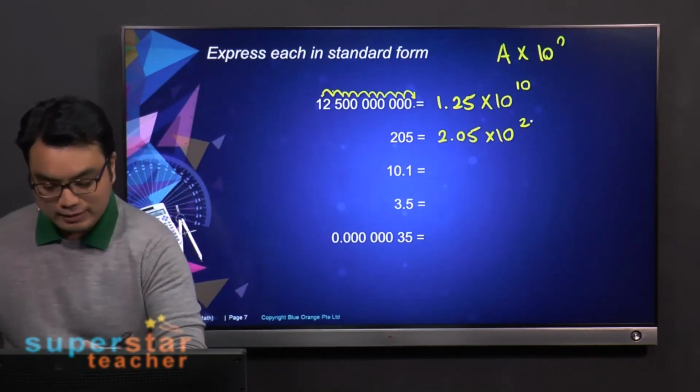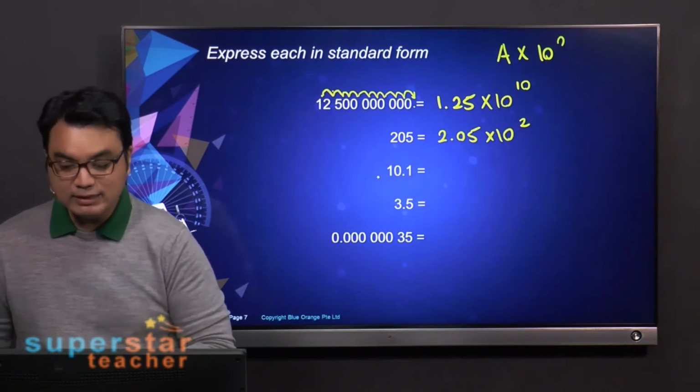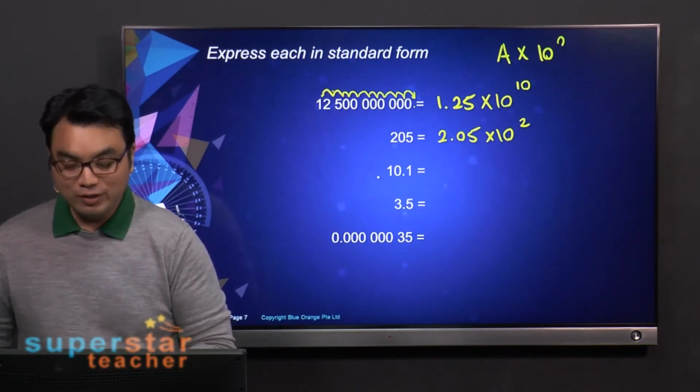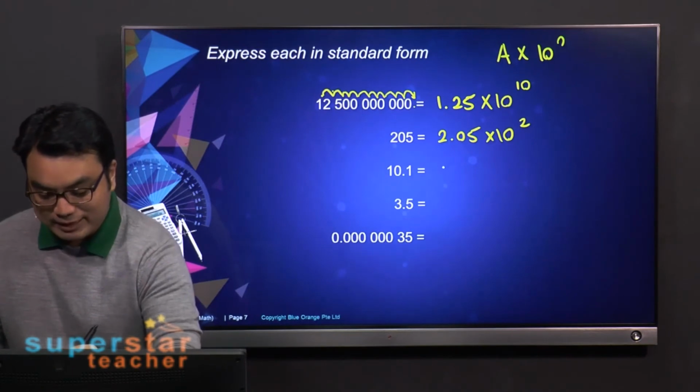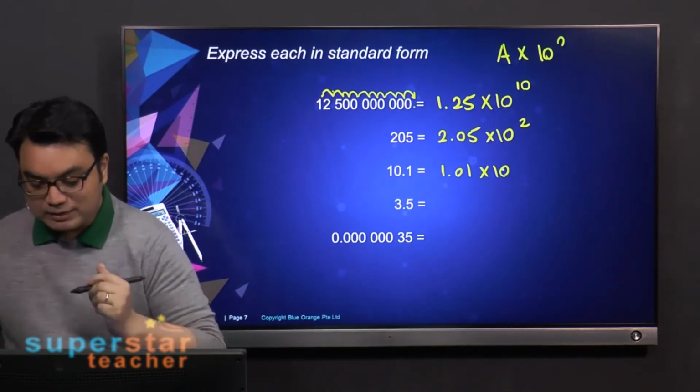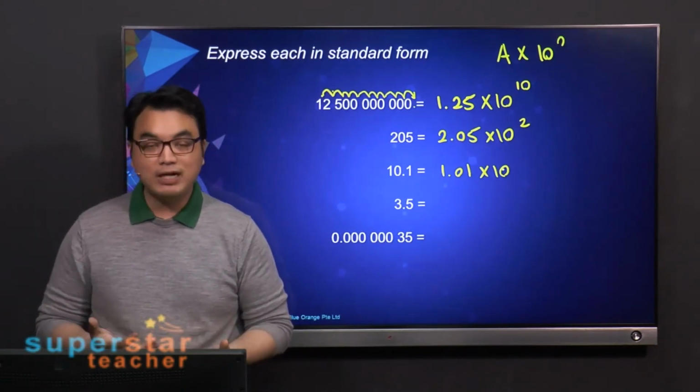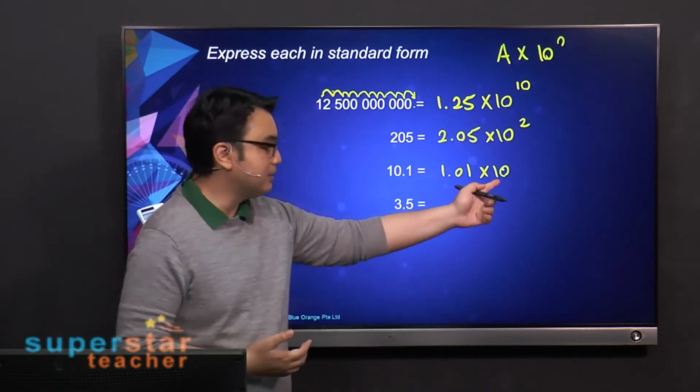Then the next one, 10.1. Is this acceptable? Can this be A? No, it cannot be, right? A must be less than 10. So 1.01 times 10 to the power of, yes, 1. So it's just times 10.